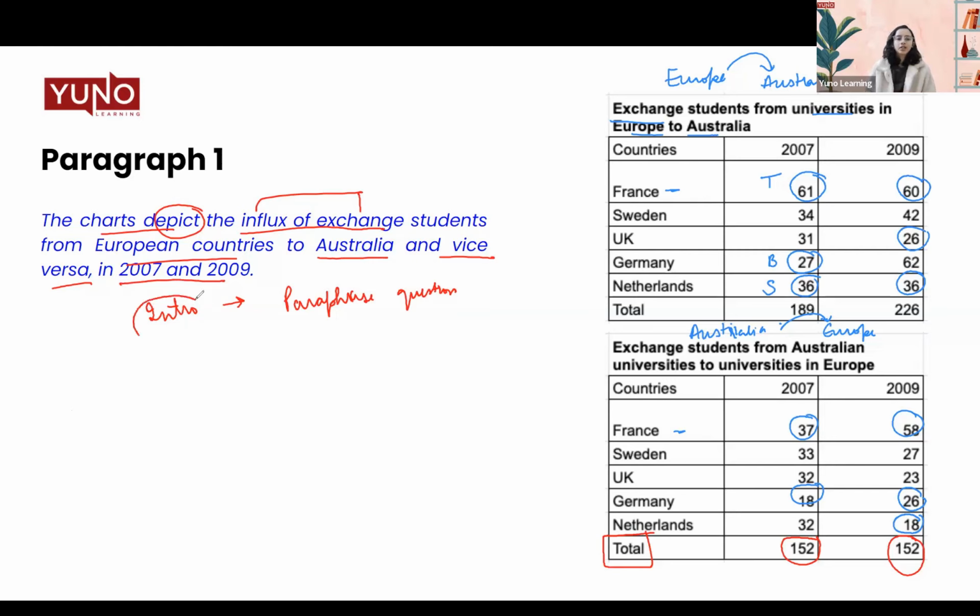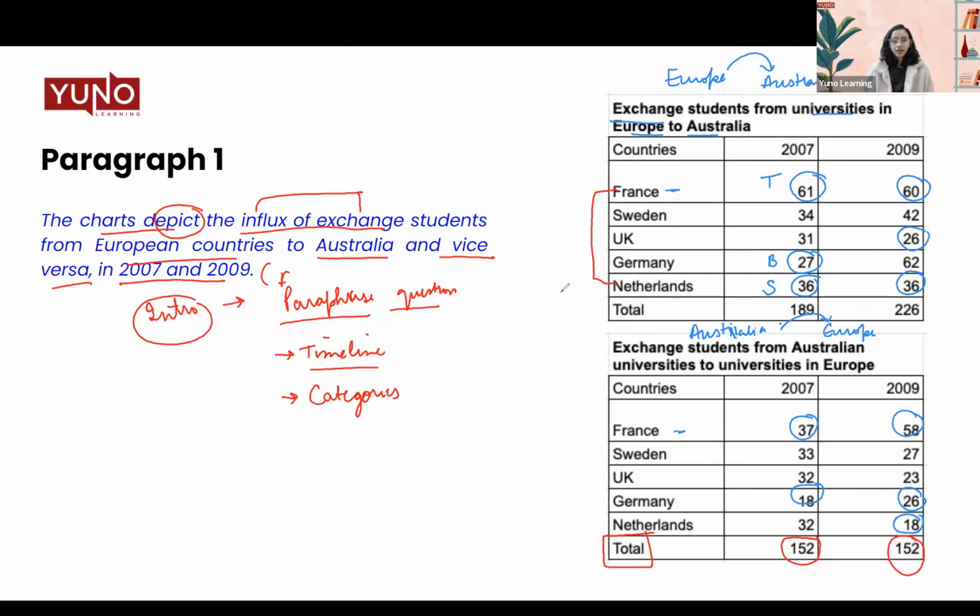So in the introduction, we'll paraphrase the question. If you're given the timeline, you write that. Sometimes the timeline is not mentioned in the question, it is mentioned in the picture, so remember to add the timeline. If you are given any other detail, let's say categories, in this question also, we can talk about the countries that are given. If you want, you can definitely mention the countries are France, Sweden, UK, Germany, Netherlands, and any other information that you think is relevant.